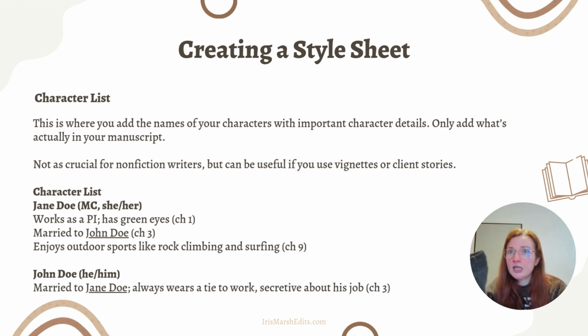So here, an example, Jane Doe, DMC, I put that there as information. She, her, works as a PI, has green eyes, and that's mentioned in chapter 1, married to John Doe. And then I like to underline it so I know John Doe is also in the character sheet. Chapter 3, enjoys outdoor sports like rock climbing and surfing, so it's a bit of personal information. Then John Doe, he became married to Jane Doe, also underlined, always wears a tie to work, secretive about his job. Chapter 3. So again, just as an example.